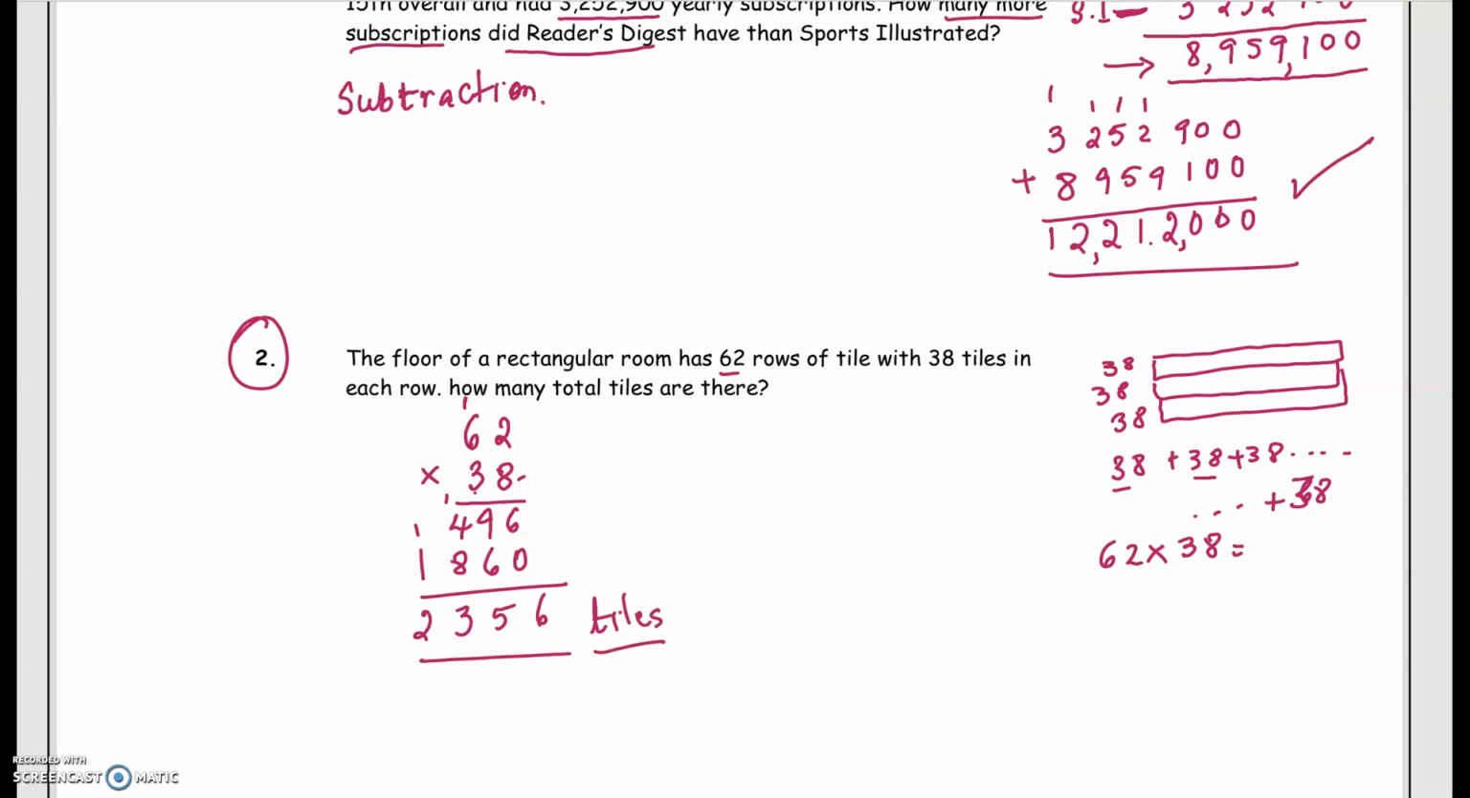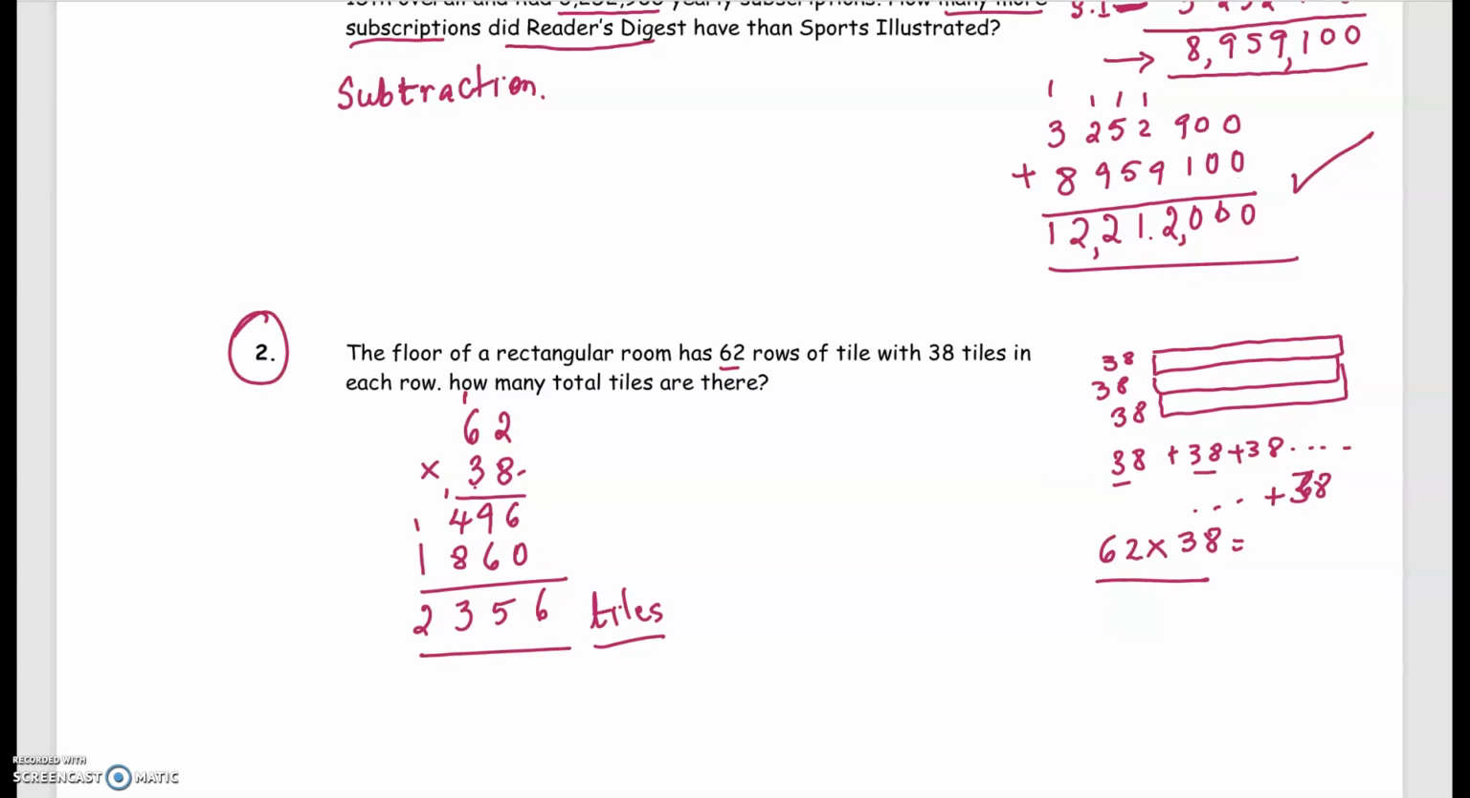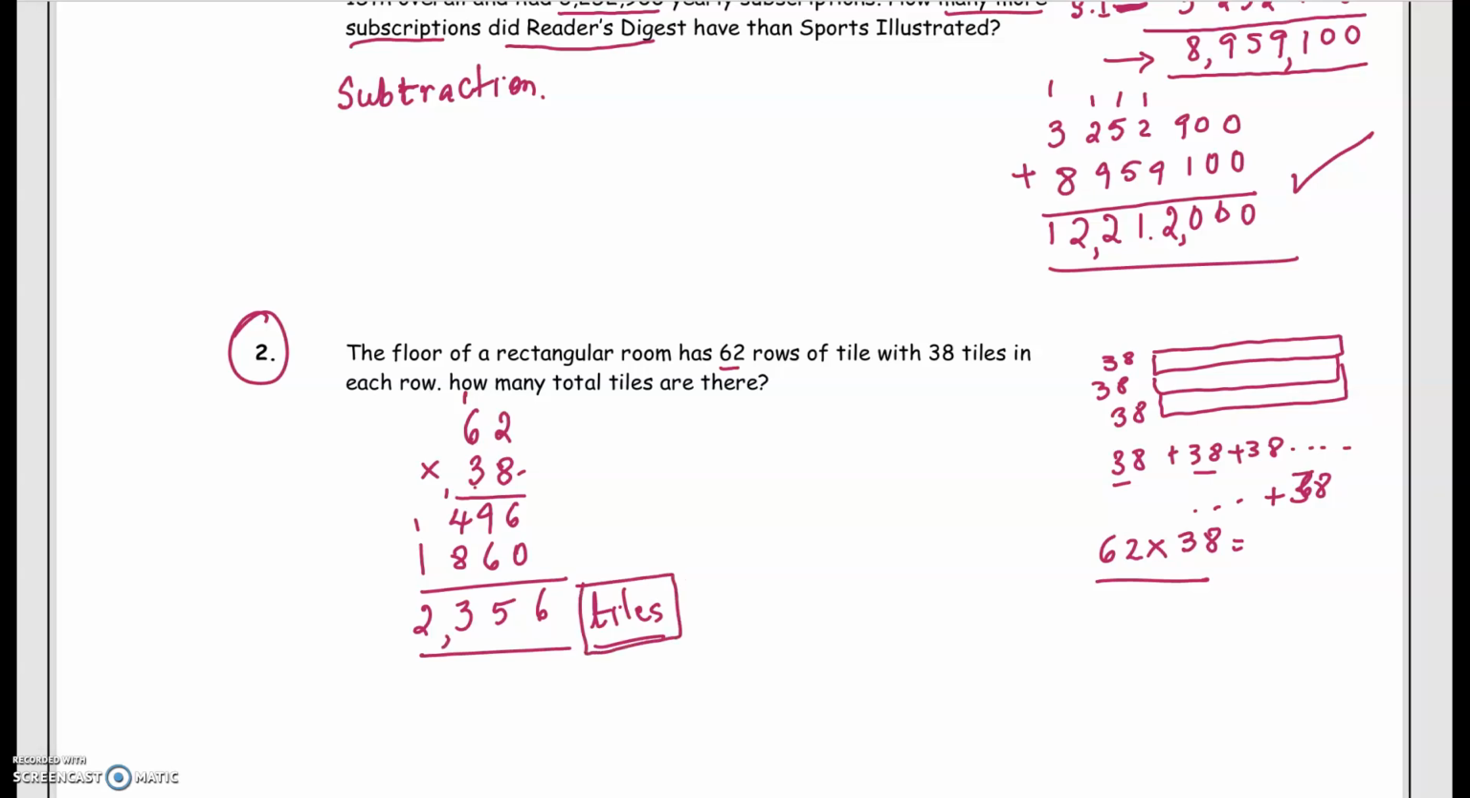tiles. And why did we multiply here? Because we noticed that each row has 38 tiles, the same number of tiles. And if we are going to find the total, in our heads we were thinking, oh, it's 38 plus 38 plus 38. But if it's 62 times, it's just better to solve the problem by multiplying 38 by 62. Repeated addition of 38 62 times is 62 times 38. And make sure you double check the answer. So here we have a total of 2,356. Don't forget to write tiles.